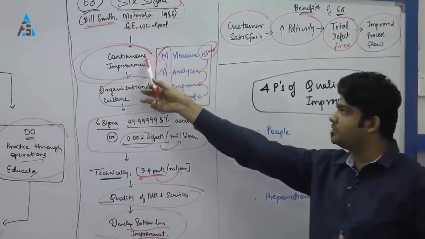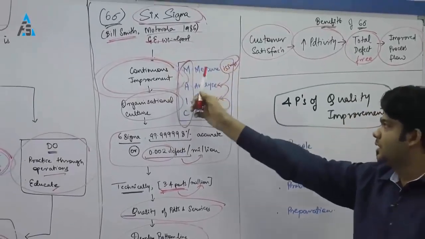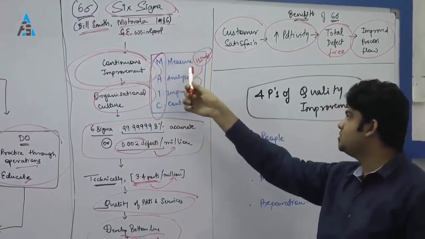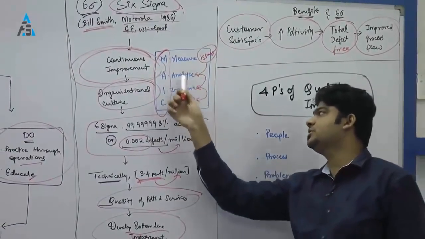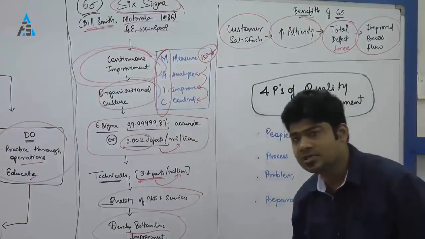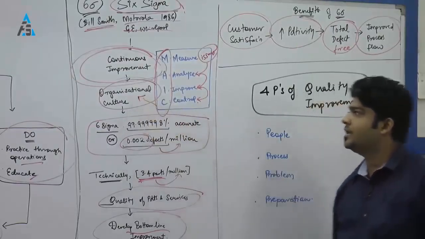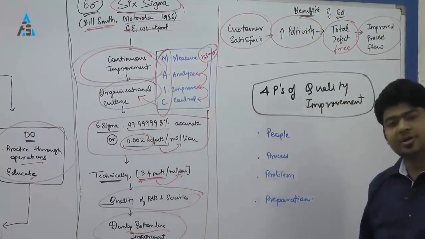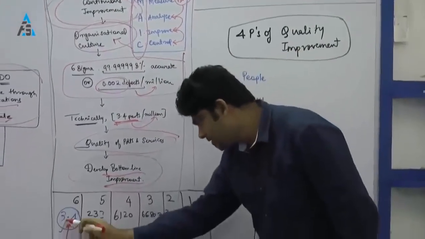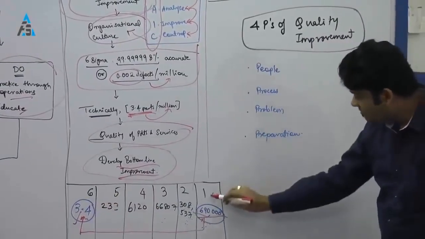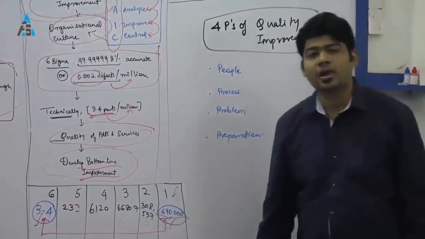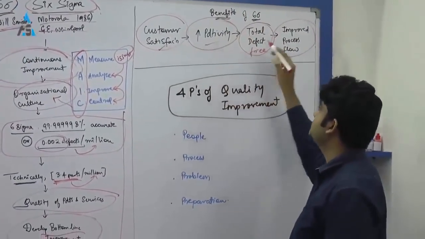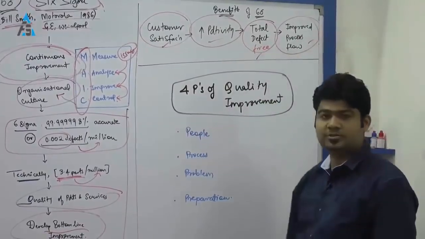Main things to remember: continuous improvement, Motorola 1986, MAIC: measure, analyze, improve, control. Measure the issues that are there, analyze them to ensure that you improve, and then put the controls in the process, and that should become a part of your organizational culture. This is what Six Sigma is all about. In the exam, you have to remember 6, which is 3.4 parts per million, and 1, which is 6,90,000 parts per million. Benefits of Six Sigma: customer satisfaction, increased productivity, total defect free, and improved process flow.